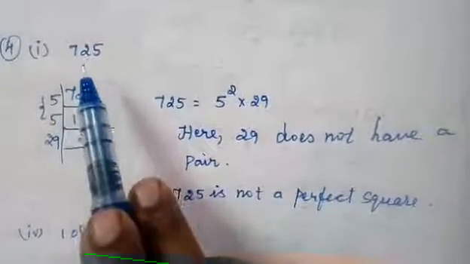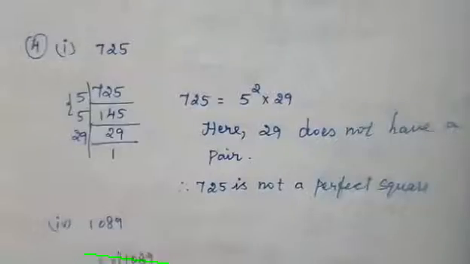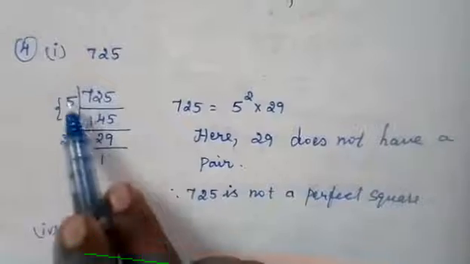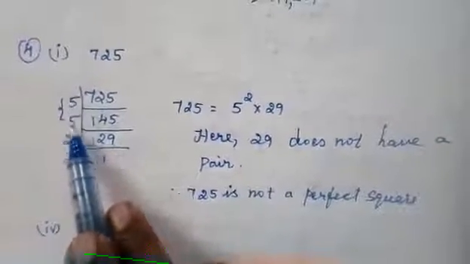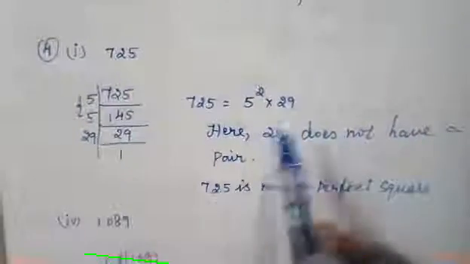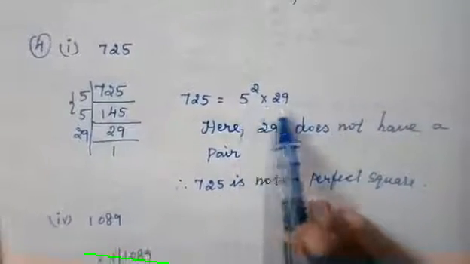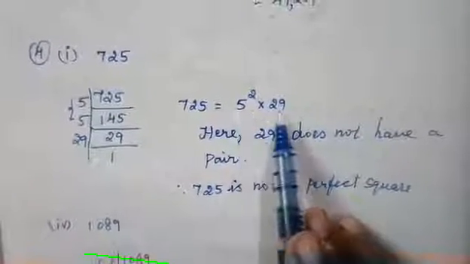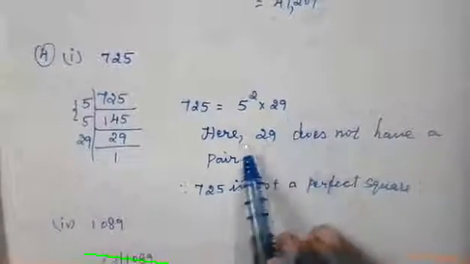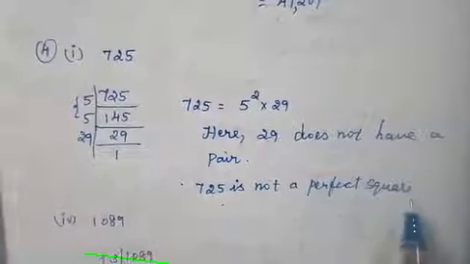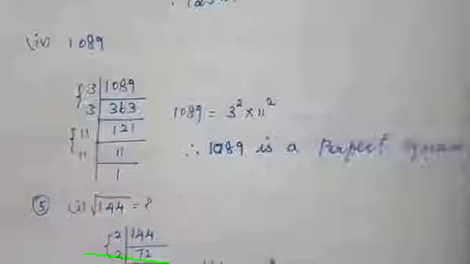So now you have to check whether it is a square number. To check a square number, you have to arrange pairs of numbers. For 5, 2 numbers are there. So 29 is not in a pair. Take it and write separately, that is 5 square into 29. Here 5 has a pair, 29 does not have a pair. So 725 is not a perfect square. Second and third sums, try yourself.